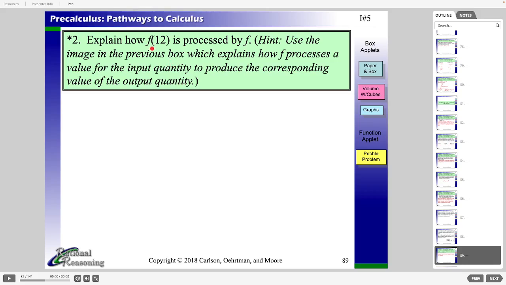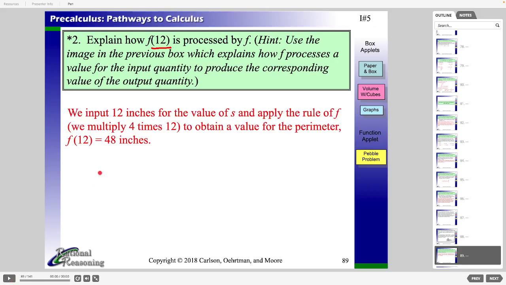So how is f of 12 processed? Well, 12 goes into the box, multiply it by 4, and that gives us the perimeter, which is going to be 48. 4 times 12. That's the whole process.